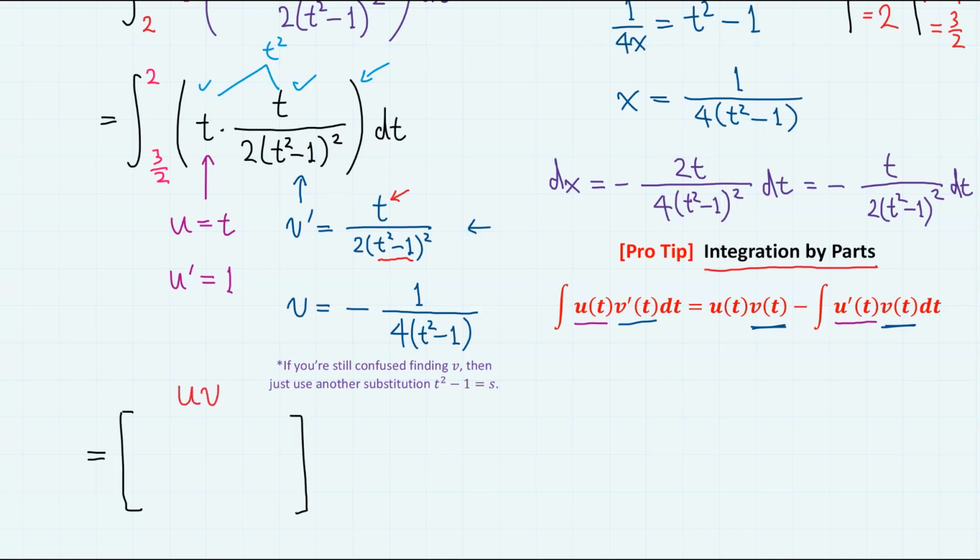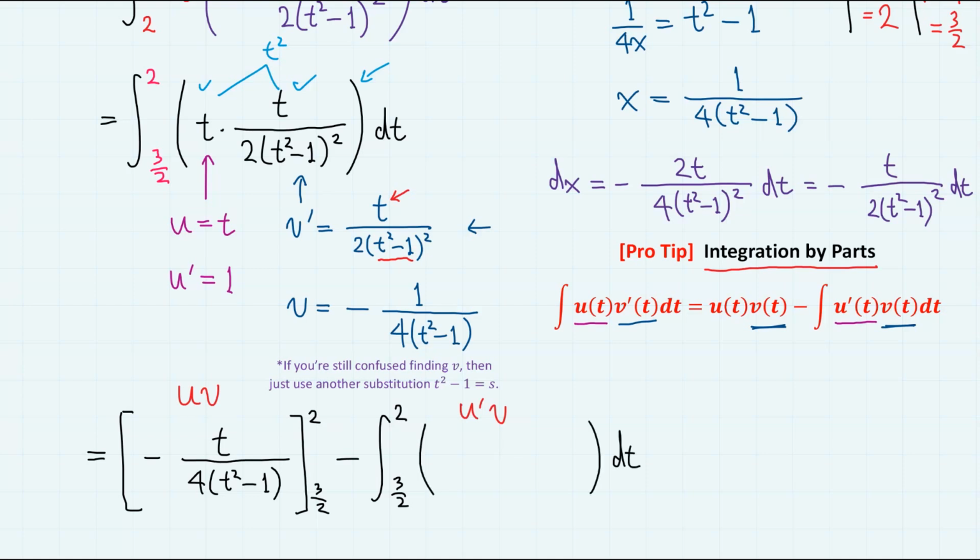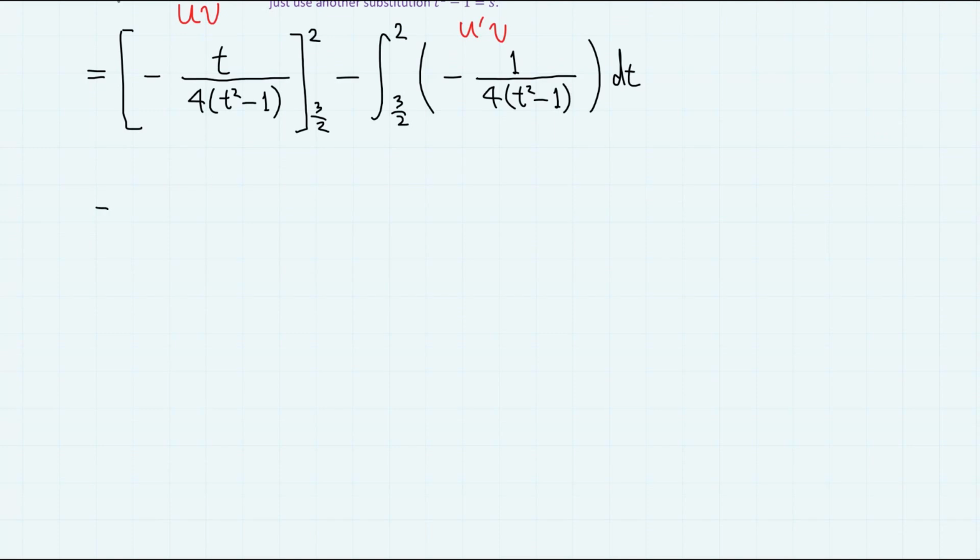First, we need the uv part. So we have minus t divided by 4 times t squared minus 1 here, with 3 over 2 and 2, then minus integral. Now we need the u prime v part, which is simply minus 1 over 4 times t squared minus 1. Substituting 2 gives negative 1 over 6, and substituting 3 over 2 gives negative 3 over 10, but since we have to subtract this value, we have a plus sign here.